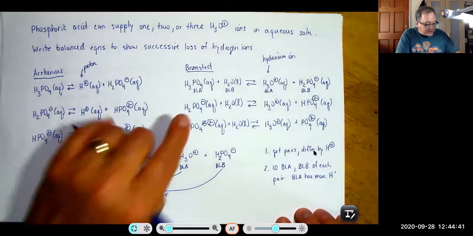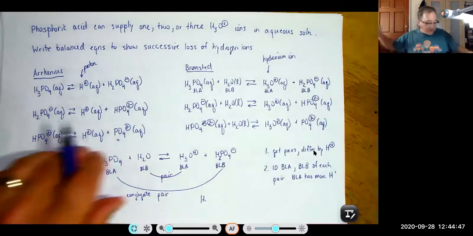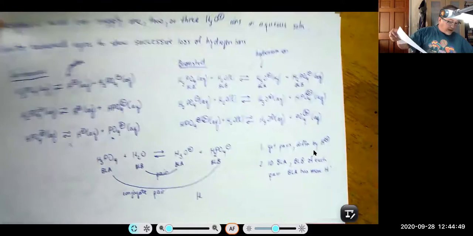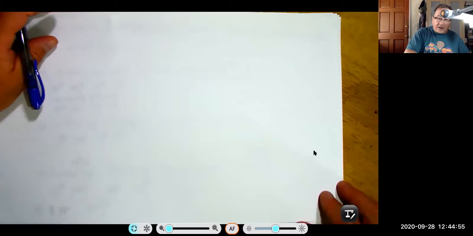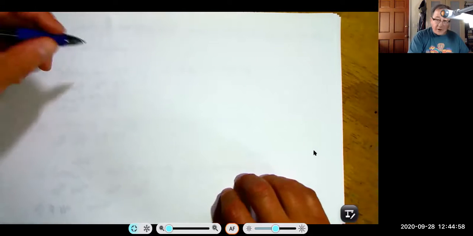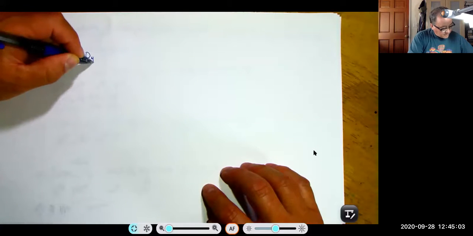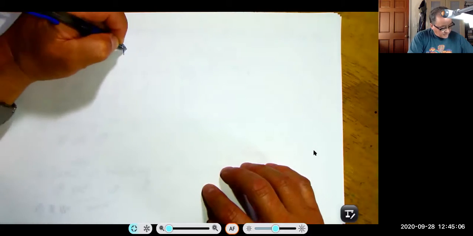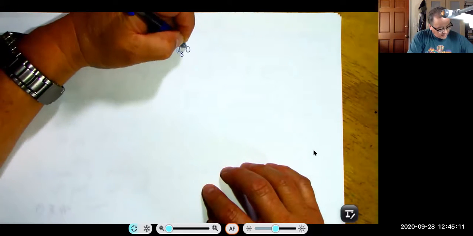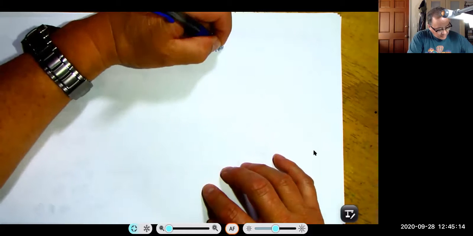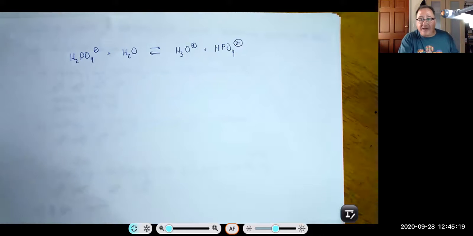So let's take a look at this second reaction here. And what I'm going to do here is get a fresh piece of paper and write it on here. And I want you to identify the Bronsted-Lowry acid and the Bronsted-Lowry base on both sides of this reaction. When you're done, give me a thumbs up.